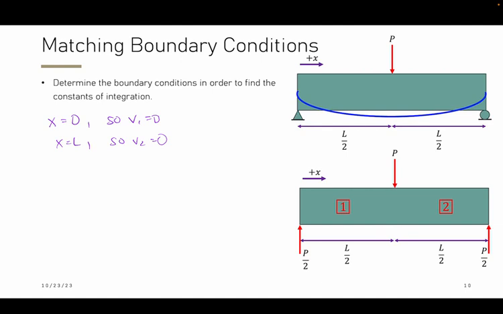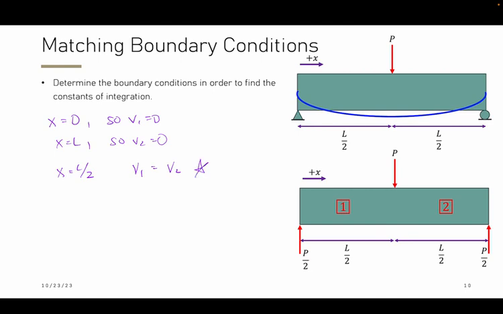Since we have 4 constants of integration, we need 4 boundary conditions. And this is known as matching boundary conditions. If we look at the boundary between region 1 and region 2, there are a few things that we need to do in order to preserve that continuity of the beam, to give us the relationship that splits this from region 1 to region 2. At x is equal to L over 2, the deflection from region 1 has to equal region 2. So at x is equal to L over 2, V1 is equal to V2.